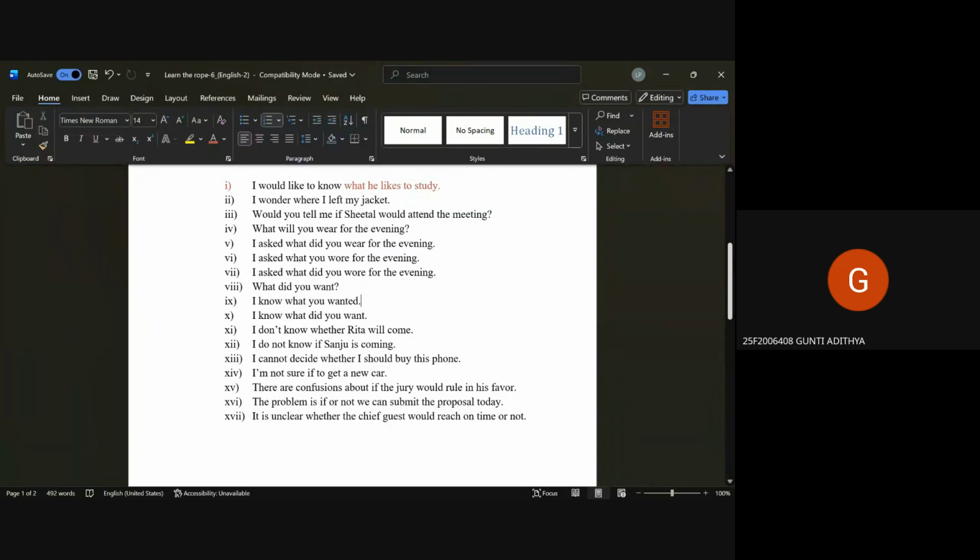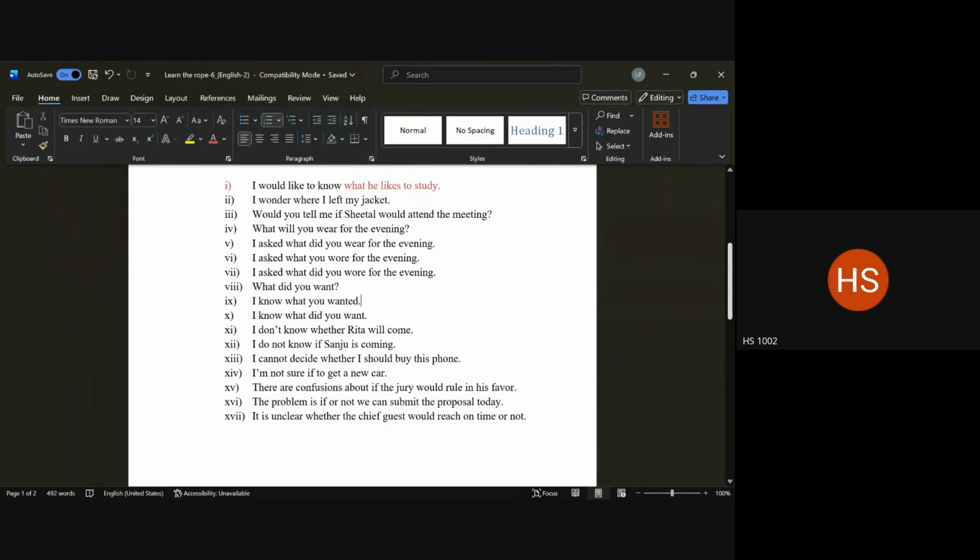The last one. Okay, why is the last one wrong? What did you wore? Along with did, the verb should be wear, not wore. So this is a case of double past tense, right? In English, double past tense is ungrammatical. I asked, what did you wore for the evening? This is wrong. Did is also the past tense marker, and then again you are inserting the past tense marker on the verb wear by converting it to wore. So this is a straightforward ungrammatical sentence, right?